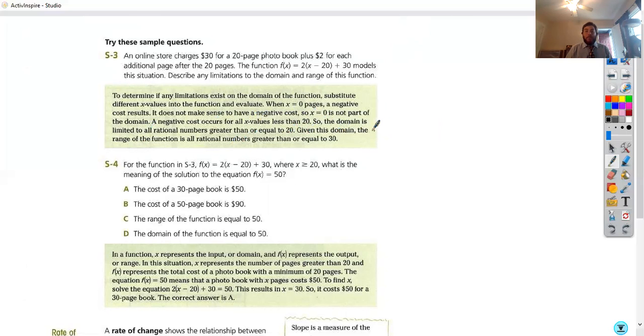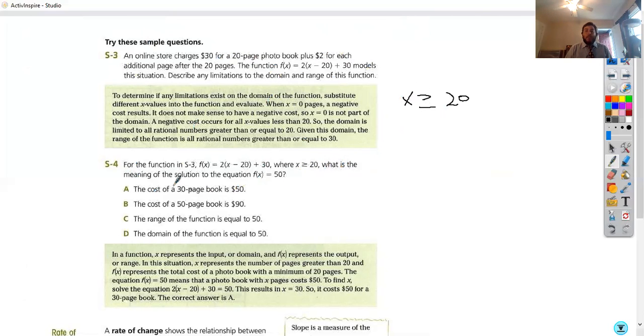Given this domain, the range of the function is all rational numbers greater than or equal to 20, right? If you're looking for a book and it starts with 20 pages, that's the lowest that it can be, right? So our x has to be greater than or equal to 20, the lowest that it could be. We do have the ability to add more pages for $2 additional dollars, but we can't have less than 20 pages.